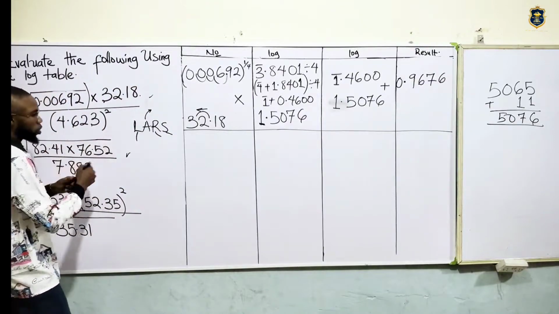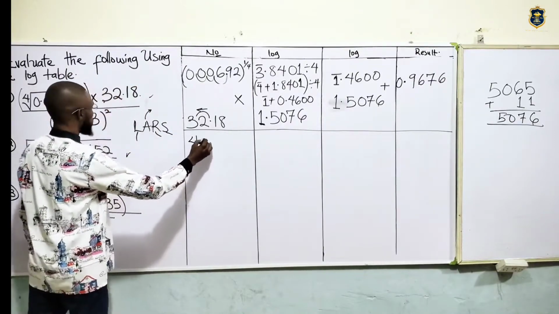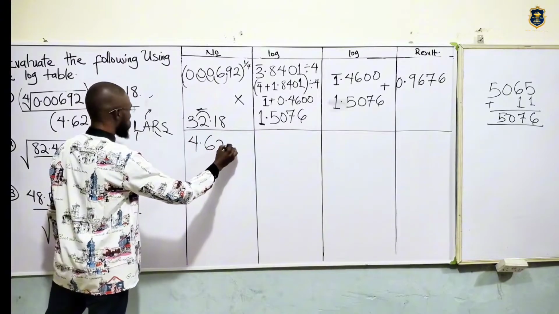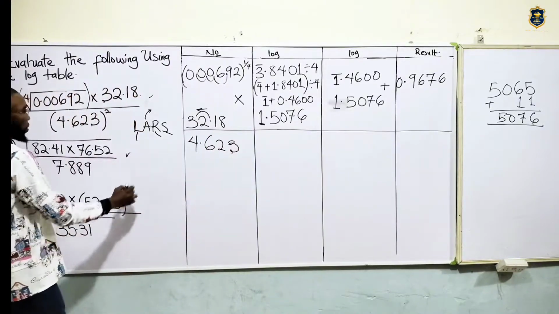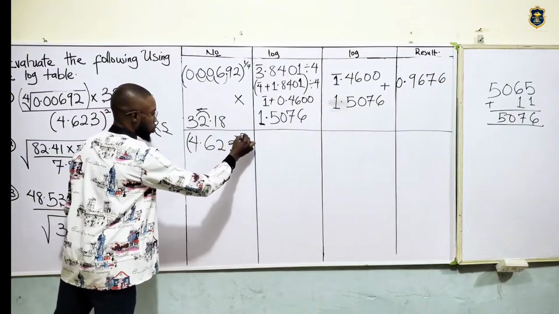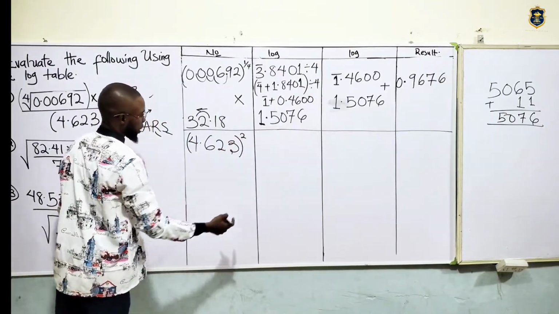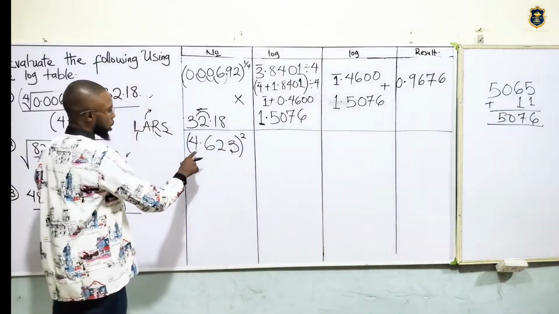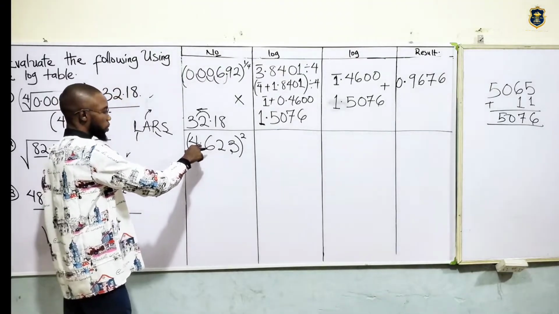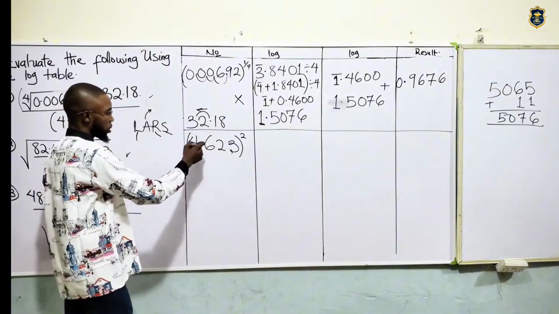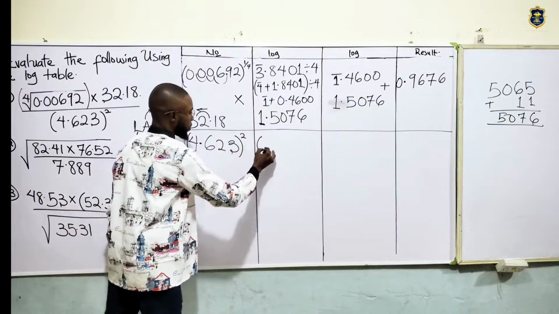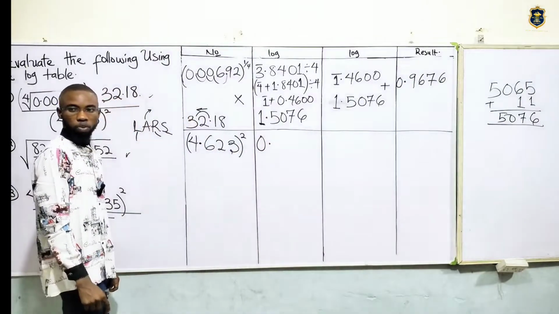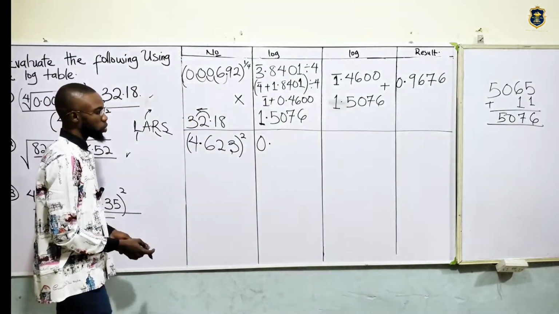So this becomes 4.623, 1 raised to the power of 2. Raising to the power of 2 means we multiply. Right? So let's look for the characteristics, which will be 0 because we're not moving anything here. The thing is already here. So we have 0 point. Check your logarithms table and look for log 46 under 2.